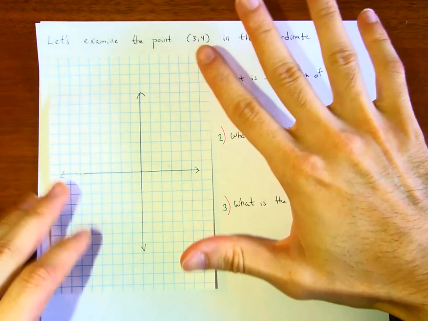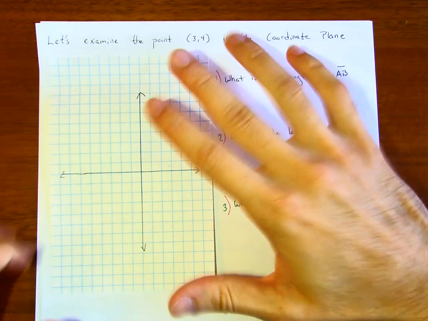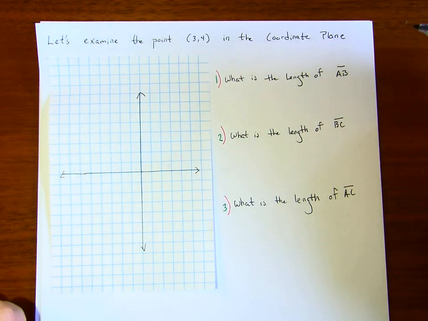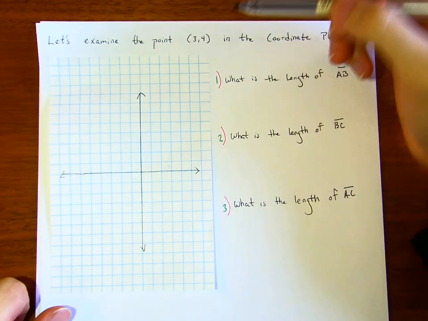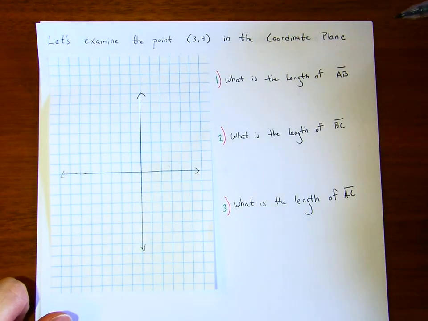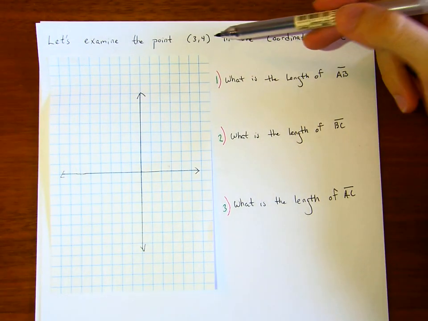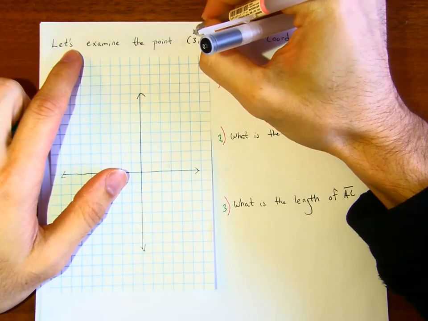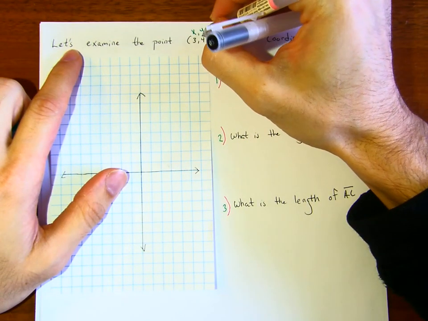So what I'd like you to do is first take a second and have this down in your notes. Copy it down, right? So let's say you have it. Let's examine the point (3, 4) in the coordinate plane. So where would (3, 4) be? And remember that we always have our x goes first, and then the next is our y.